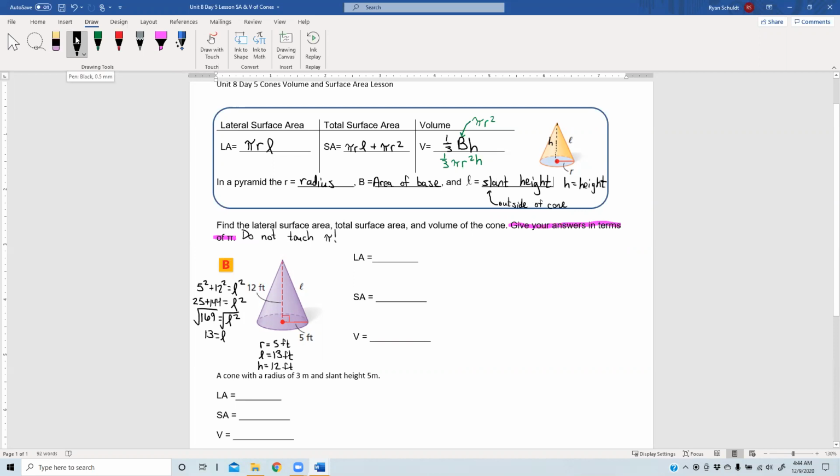Okay, lateral area. Pi times R times L. Well, that's going to be pi times 5 times 13. 5 times 13 is 65. And then I'm going to have my pi, feet squared. So this will be 65 pi feet squared.